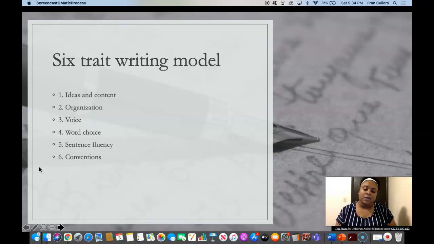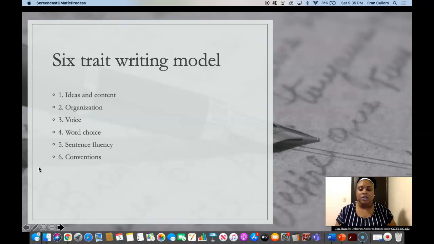Now we have sentence fluency. With sentence fluency, you're going to focus on the writer's understanding of how language should be structured. Is there a natural flow when you read it out loud? Everything with sentence fluency should be focused on: are the sentences smooth? Does everything that's being said make sense?